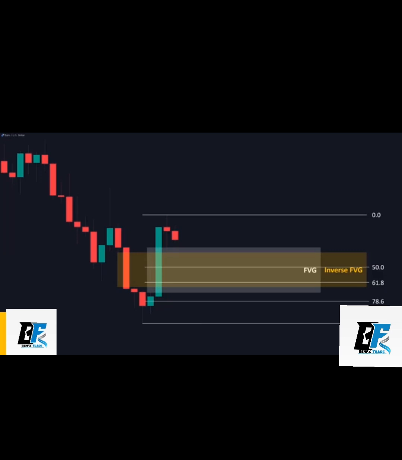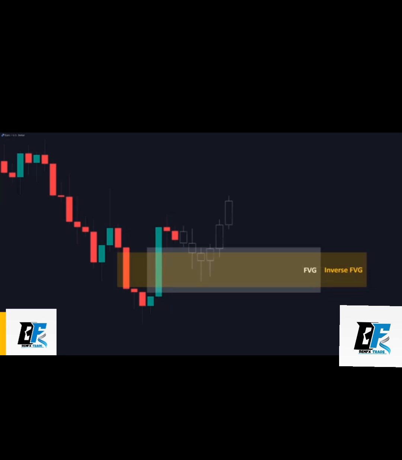Alternatively, you can wait for confirmation before entering. For example, a long wick rejection at the zone indicates that the market is reacting strongly to that level. You can then enter at the close of the rejection candle and place your stop loss below the zone, giving you a more calculated entry with reduced risk.